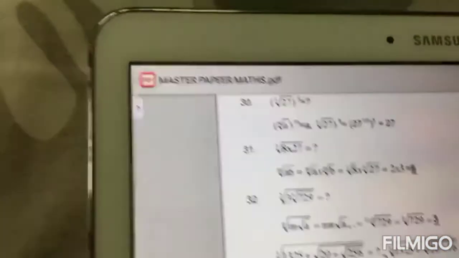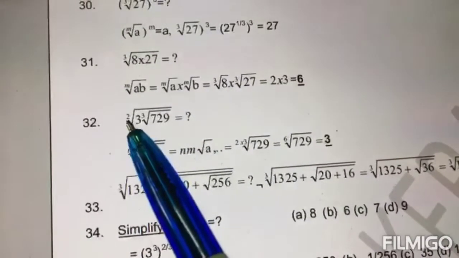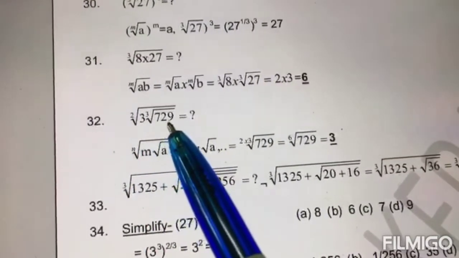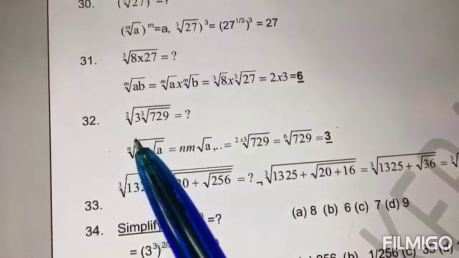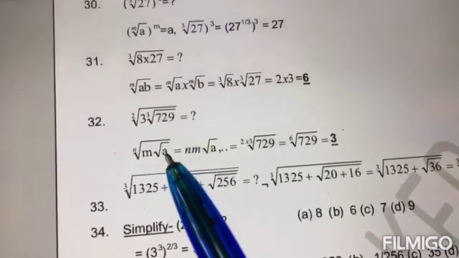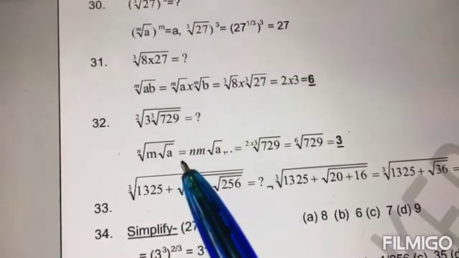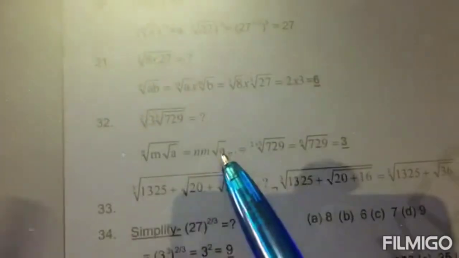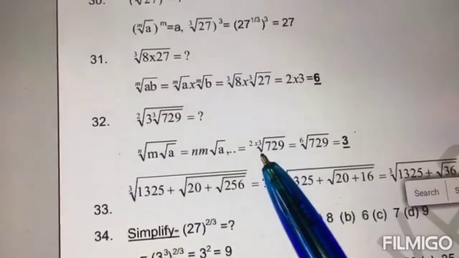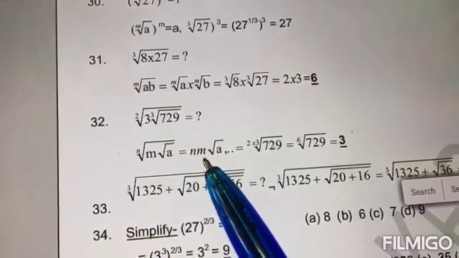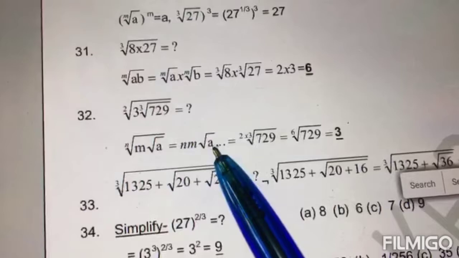Let's do 32. Now, yeah. So this is a new rule. Now, this is square root of 3 into cube root of 729. What is the formula saying? The nth root of m into square root of a can be written as: remove the m from the square root into square root of a. So this can be written as 2 into 3. This will be the nmth root of a.